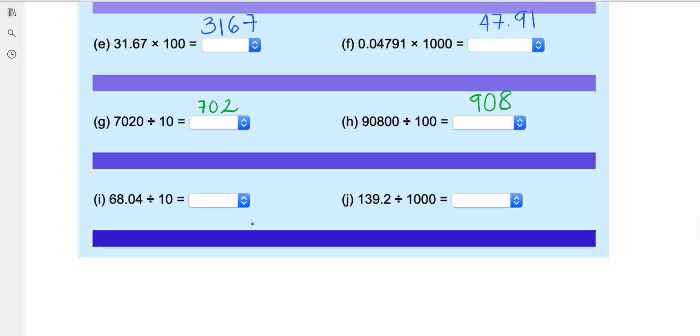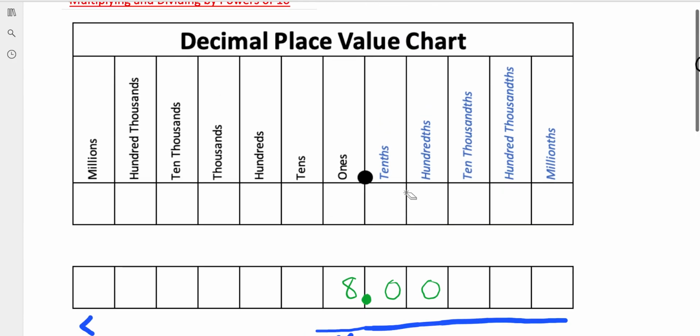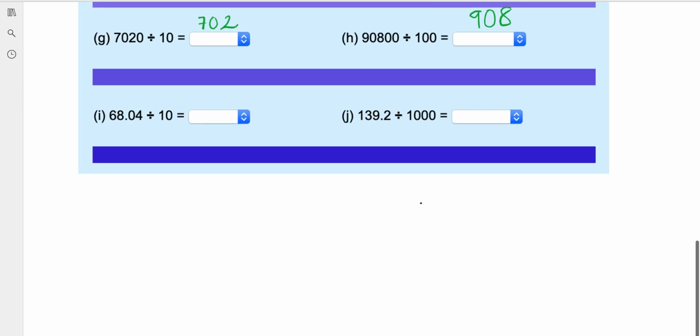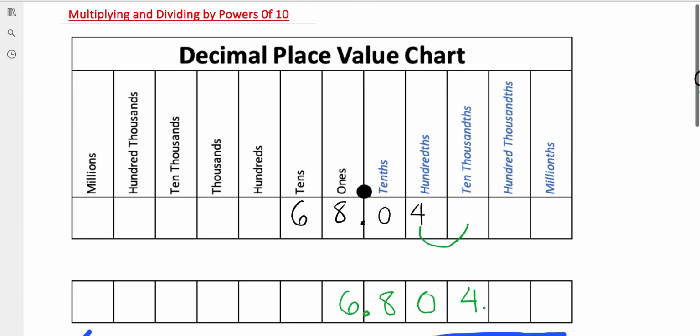Okay, last two. 68.04. Okay, divided by 10. So divided by 10, I'm going to be moving to the right once. So this one here, 4, 0. Wonderful. So my answer is going to be 6 and 804 10,000ths.